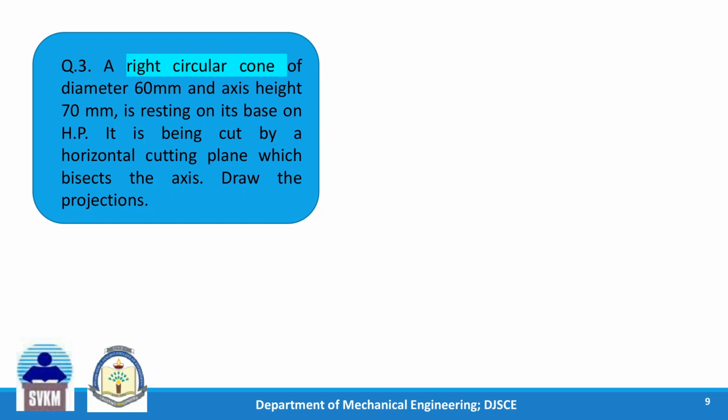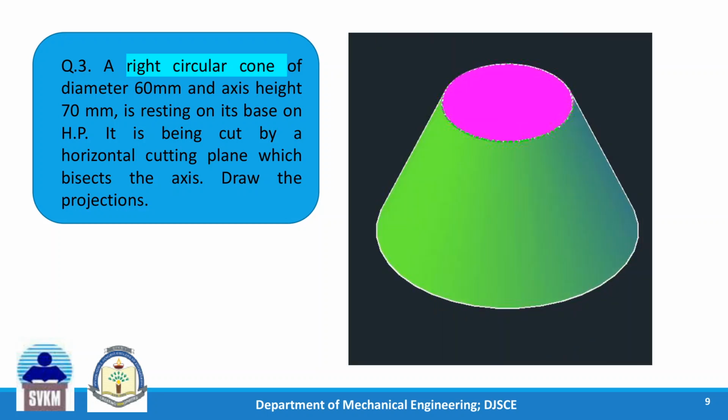So just imagine the solid, it is a cone, kept on its base on HP, and the horizontal cutting plane is passing and bisecting the axis. So the top portion is sliced out, the top portion is removed, and this is the section and the portion retained. Let us solve this on AutoCAD.